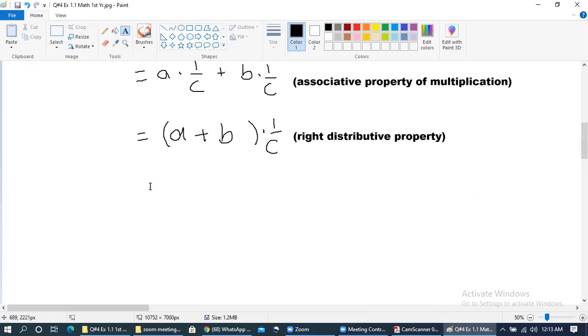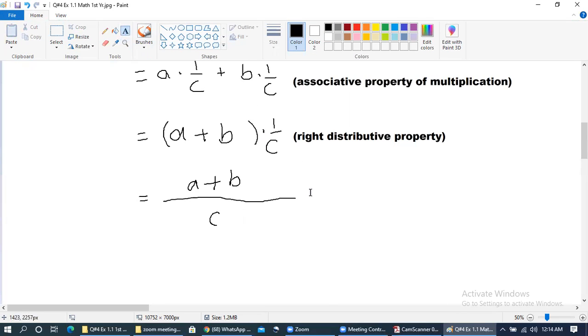So you have used the right distributive property. Now you can understand that these two things, A plus B and 1, are being multiplied with each other. So again, we will be doing the same reverse procedure. What is that procedure? That A plus B into 1 will be A plus B, while I will be writing it divided by C. Why?